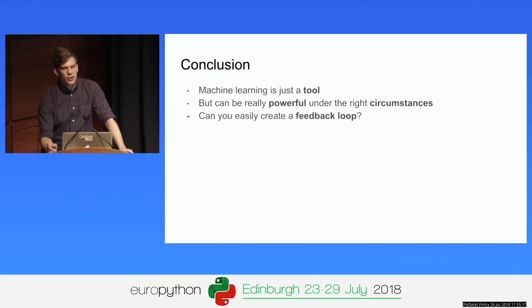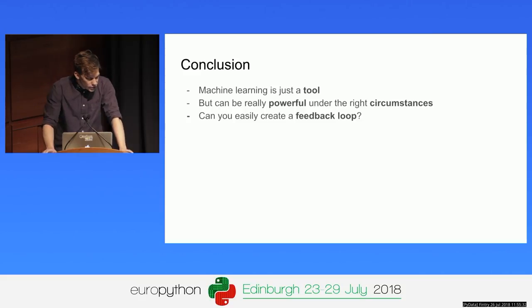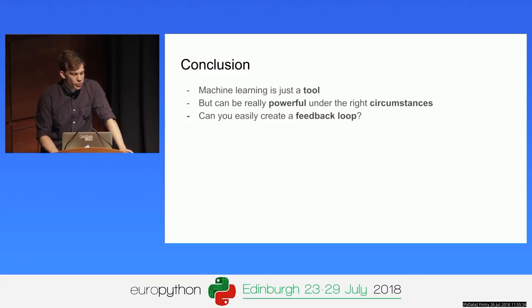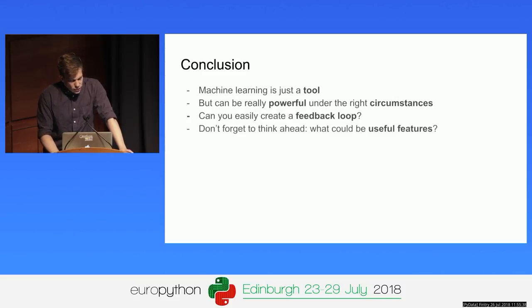Ask yourself, is it easy to create a feedback loop here? Or do you have to put in a lot of effort to create new annotated data where you get the answer? If you cannot collect income data, then it doesn't matter if you have age and it's a good predictor. So this is a very important one. Don't forget to think for yourself about what could be useful features. It's a bit of a simple one, but yeah.